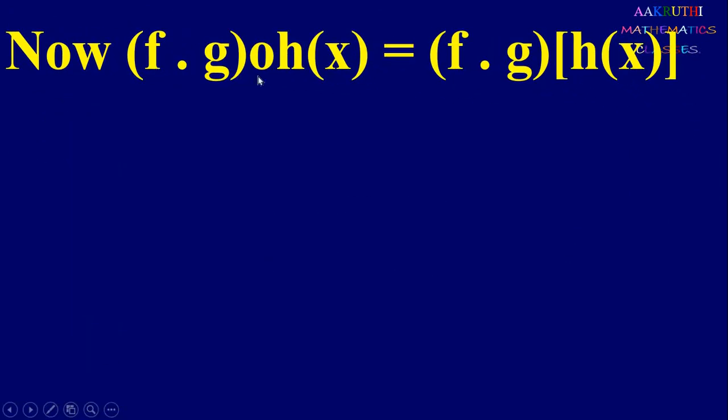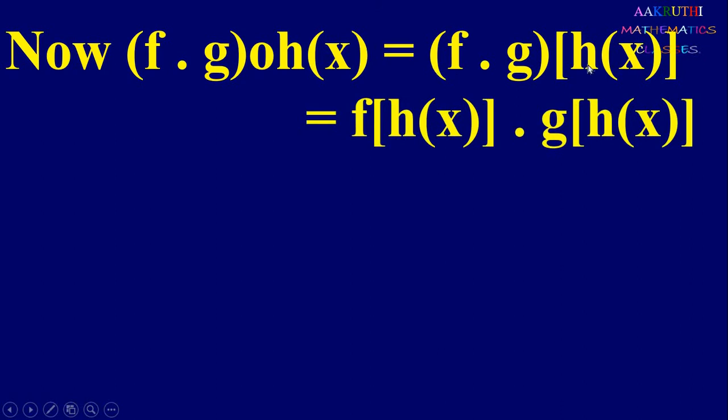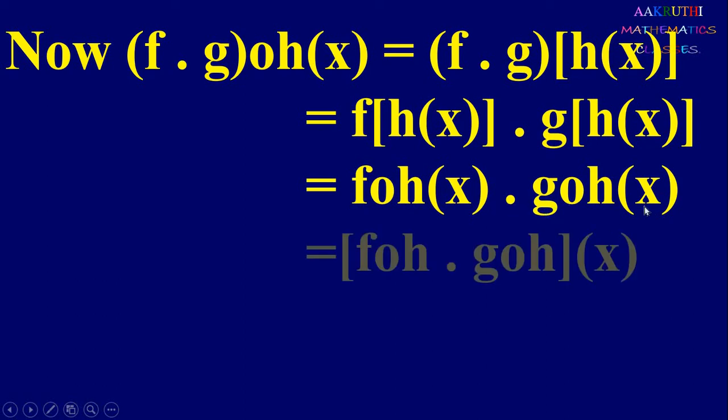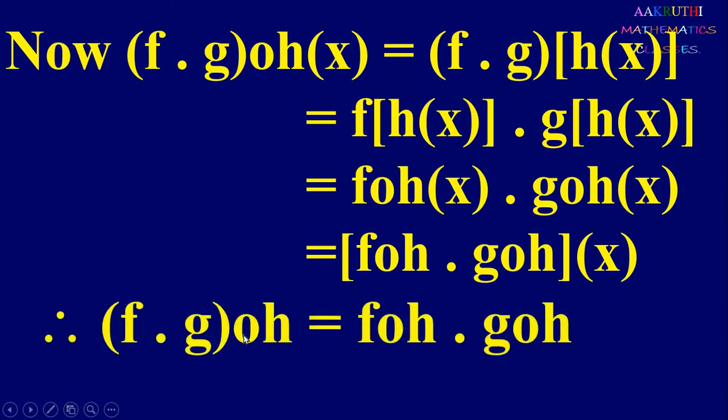Next we find (f into g) composite h of x, and it is equal to (f into g) of h of x. So it is (f into g) of h of x, and we can write this as f of h of x into g of h of x. f of h of x can be written as (f composite h) of x, and g of h of x can be written as (g composite h) of x. So therefore, (f composite h) of x into (g composite h) of x can be written as (f composite h into g composite h) of x. Therefore, (f into g) composite h equals f composite h into g composite h.